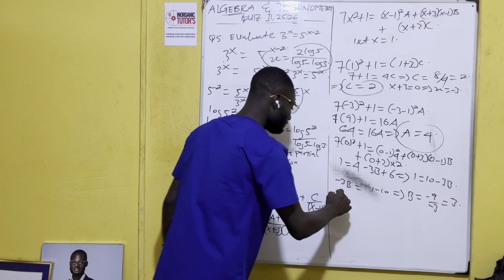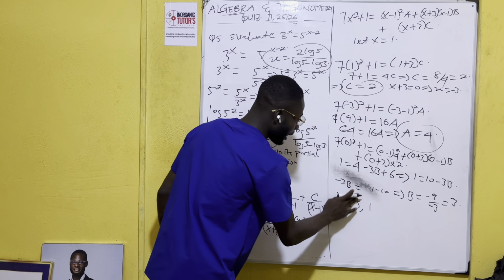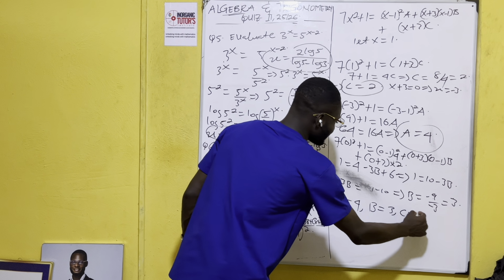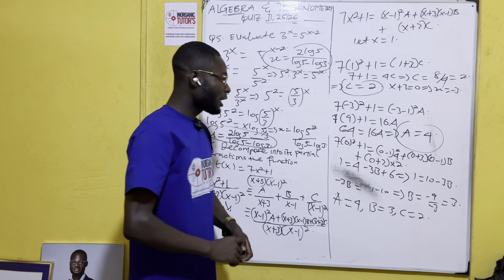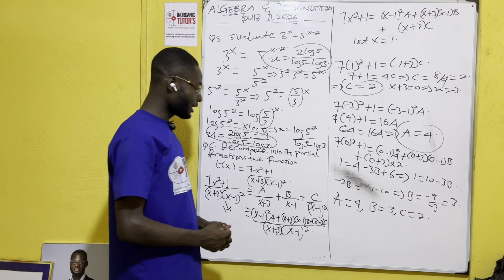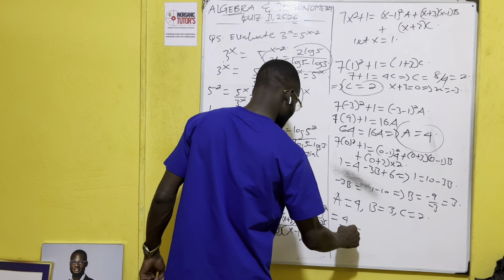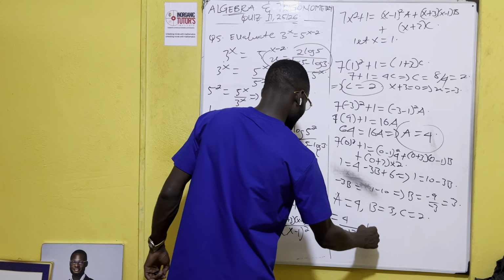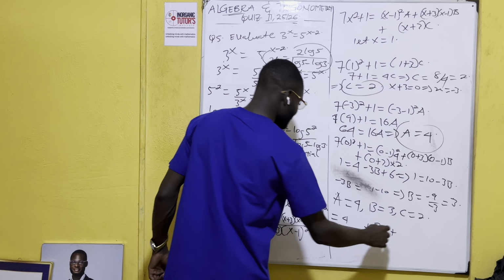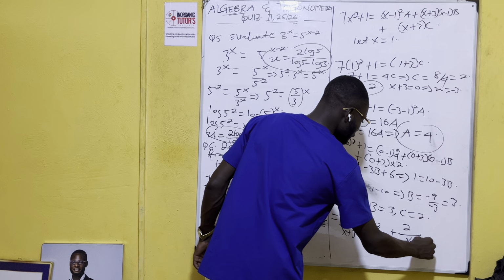Positive 3. So this means that our A is equal to 3, our A is equal to 4, our B is equal to 3, and our C is equal to 2. So we substitute back into the decomposed expression, and then we are going to have 4 divided by x plus 3, plus 3 divided by x minus 1, plus C, which is 2, so 2 divided by x minus 1 all squared, right?